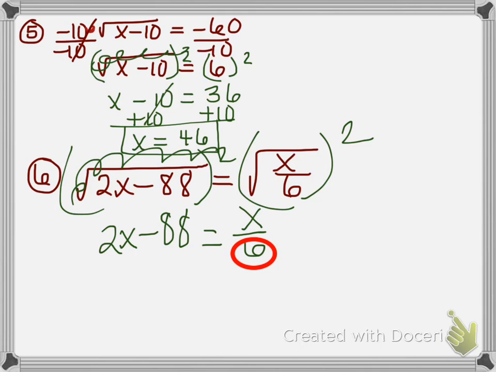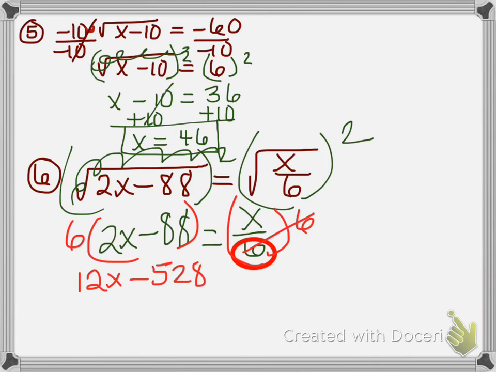How do you get rid of that 6? By multiplying both sides by 6. Once you do that, this side cancels, but we have to multiply everything on the left side. So 6 times 2x is 12x, and 6 times 88 would be minus 528. And of course, the only thing you have left over on the right side would be the x.